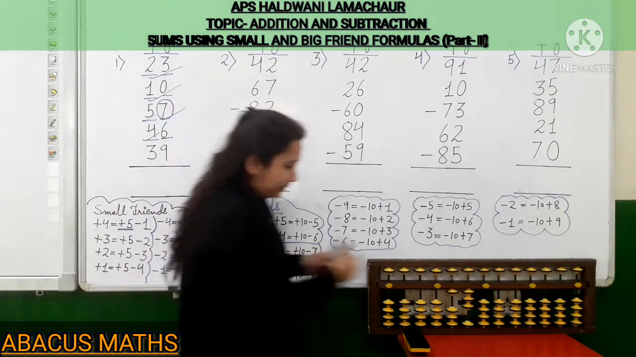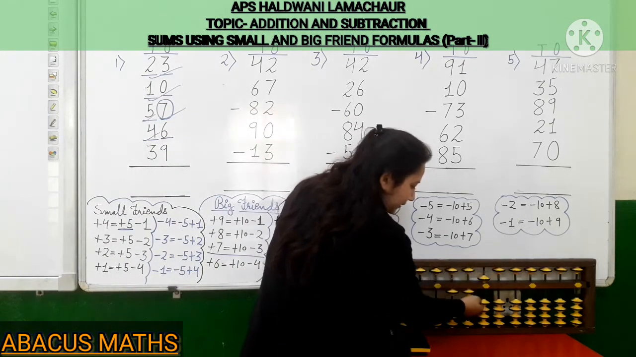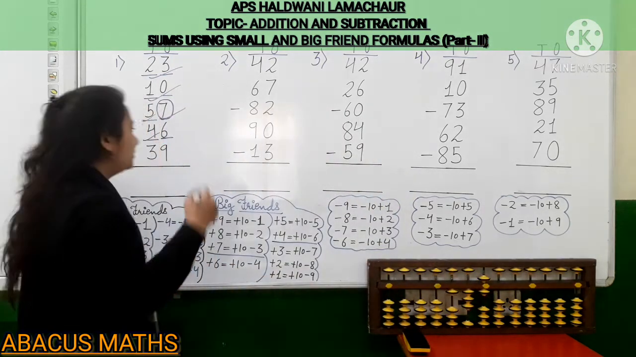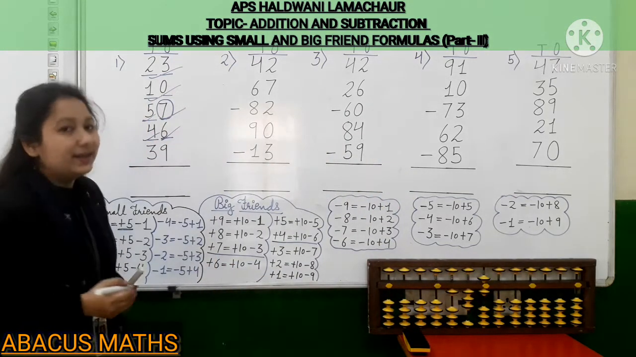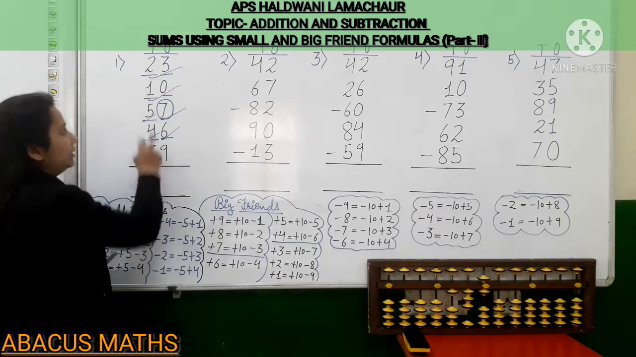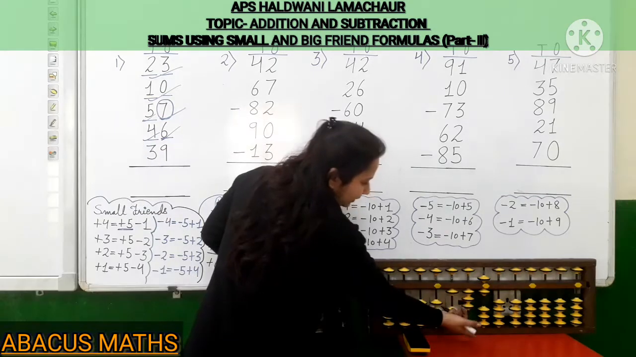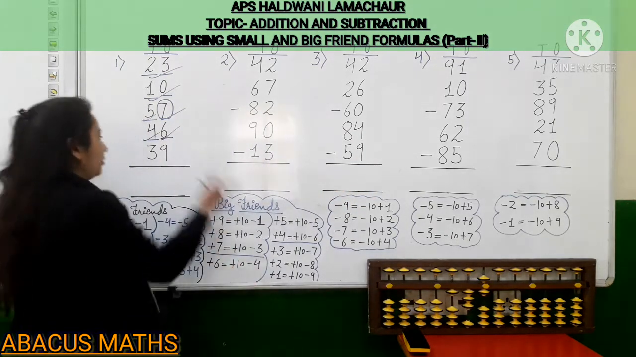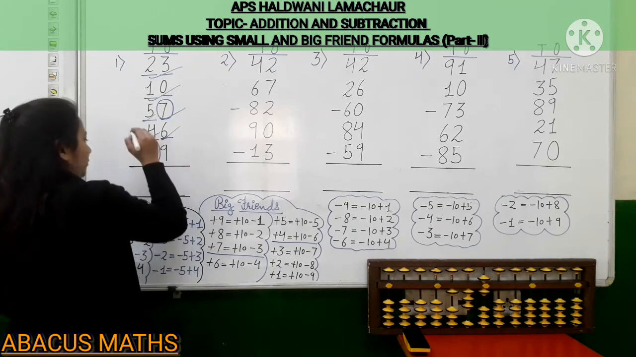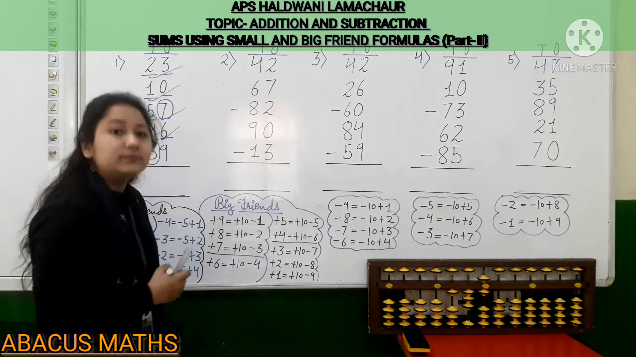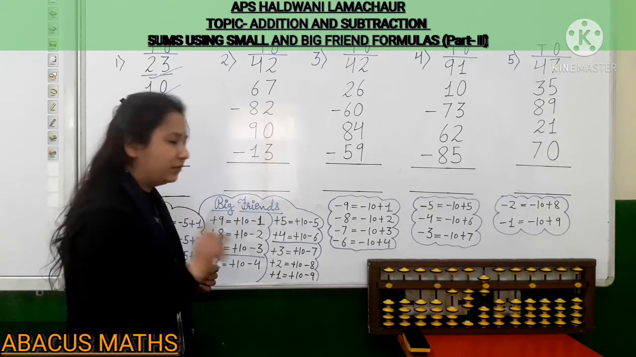Now for 6, see, beads are there. 5, 6. And your 6 is added. Next you have to add this 3 in tens rod. See, 3 bead is not there. So for this 3, again you have to take the help of small friends first of all.